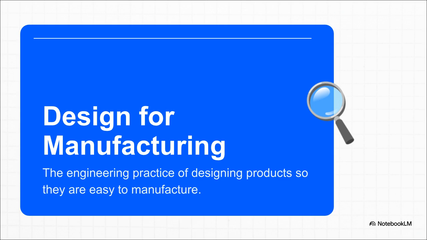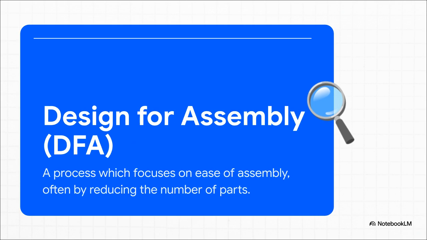For example, can we design our chair's frame so it can be stamped from one single piece of metal instead of having to weld 3 separate pieces together? You better believe that answering that question in the design phase is infinitely cheaper than trying to fix it on the assembly line. And right alongside that is design for assembly, or DFA. The principle here is super simple. The fewer parts you have, the less time and money it takes to put the thing together. For our chair, this could be the difference between a base that needs 12 different screws and one that just clicks into place with 4. It's just fewer parts, fewer problems.